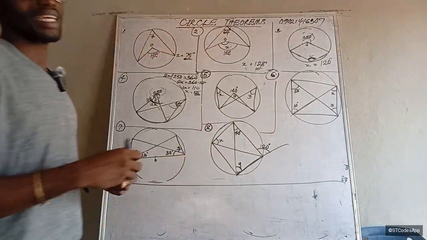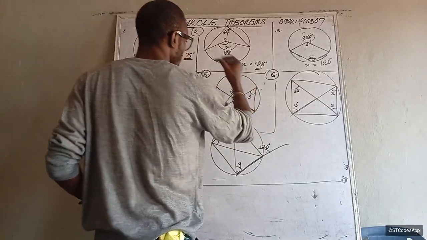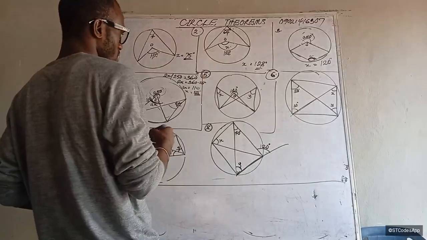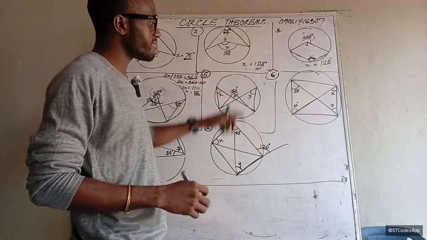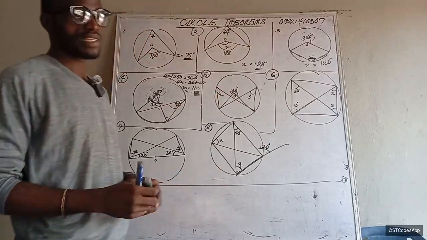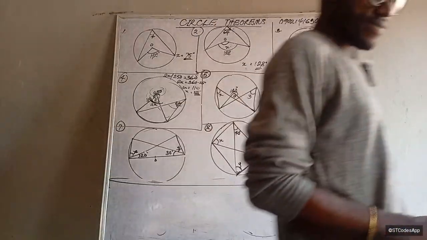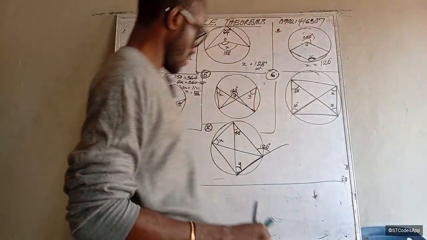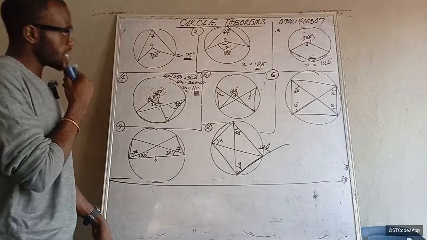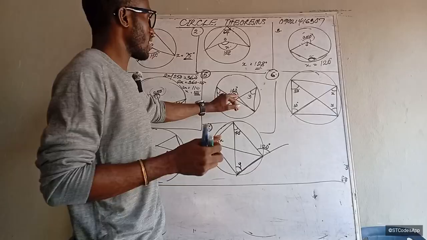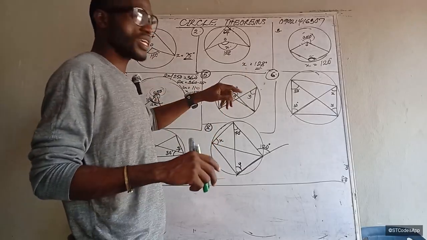The next one, remember still, there is an angle here that is 140. Wait, is it this big one that is 140 or the one inside? Now, I want to assume that it is the one inside. Okay, let's assume that. Do you know why I'm looking at it this way?